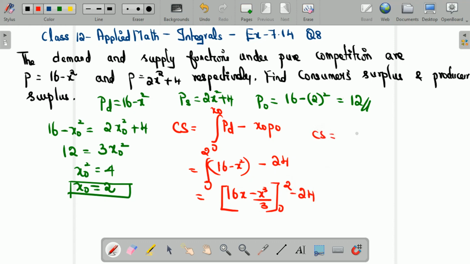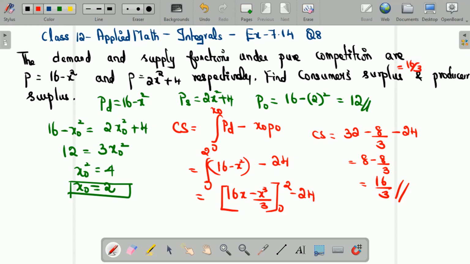So CS is going to be equal to, let's apply the upper limit. 16 into 2 is 32, minus 2 cubed is 8, 8 by 3, minus 24. So 32 minus 24 is going to be 8. So 8 - 8/3. Take LCM, 8 threes are 24 minus 8. So this is 16/3. So consumer surplus is 16/3.